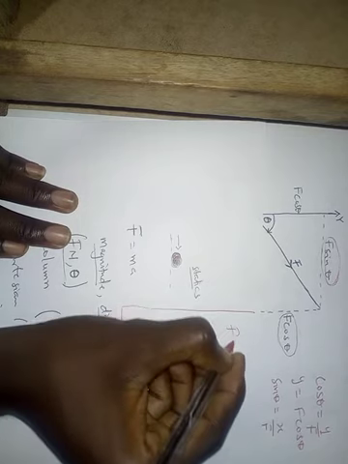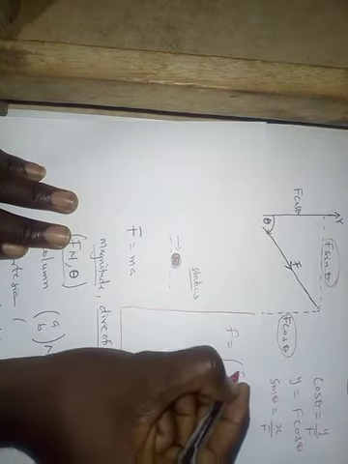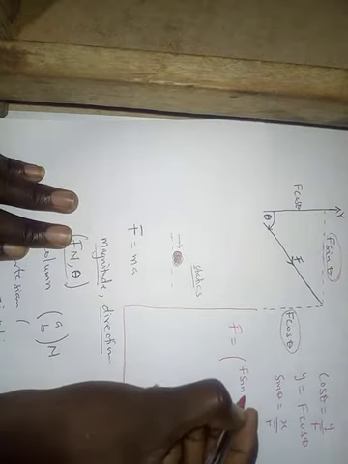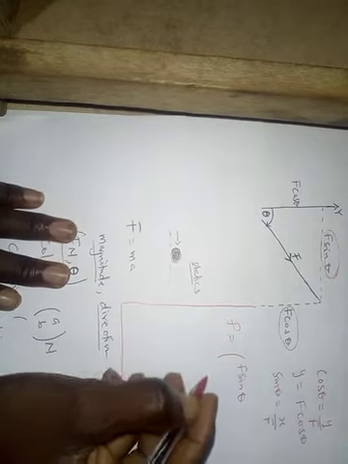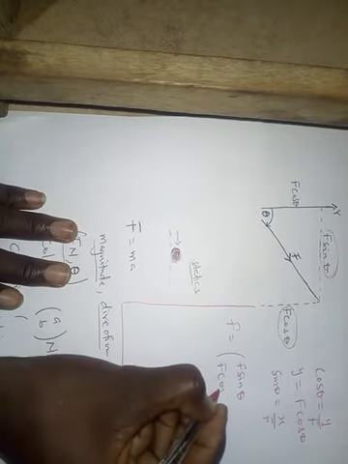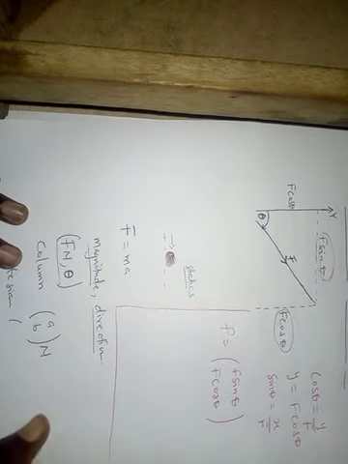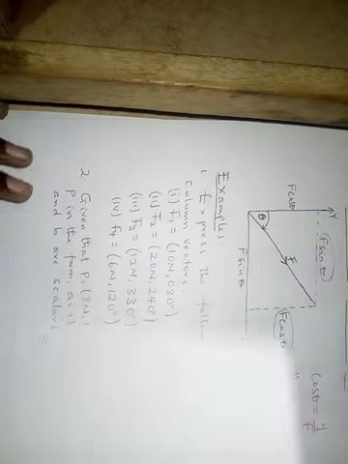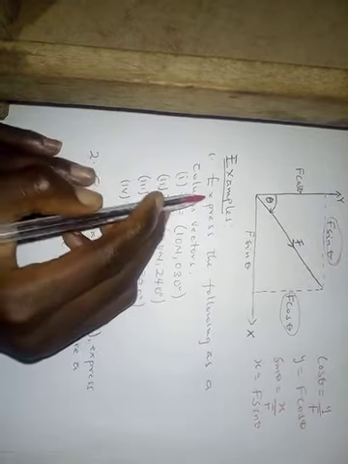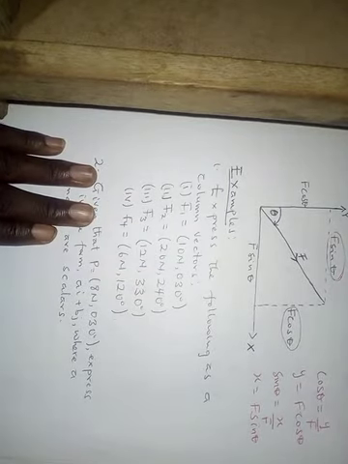Alright, so it means we can have a new representation as the force to be on the x-axis. We have f sine theta, and then on the y-axis we have f cos theta. Alright, so with this, let's solve the given examples. The examples here, we are to express the following as column vectors.